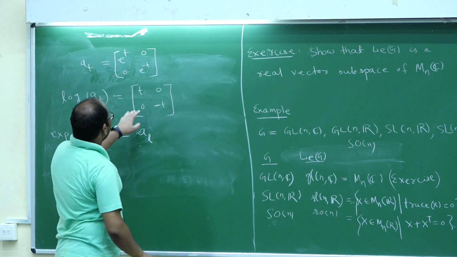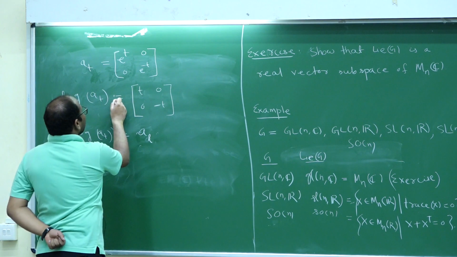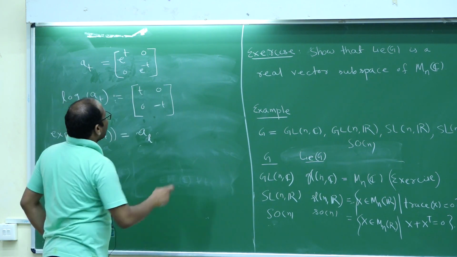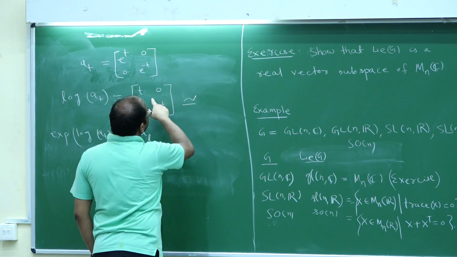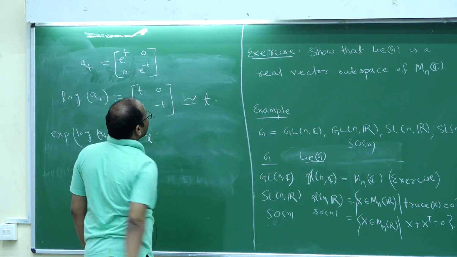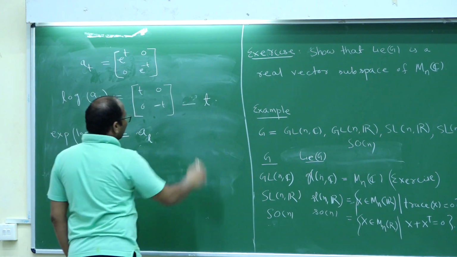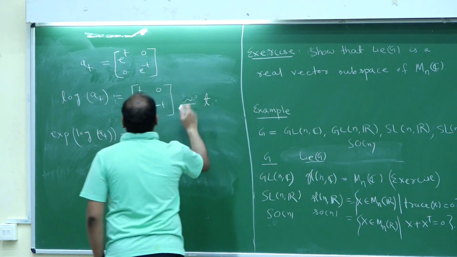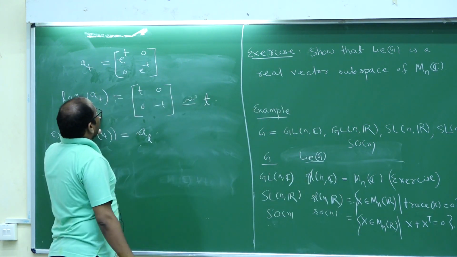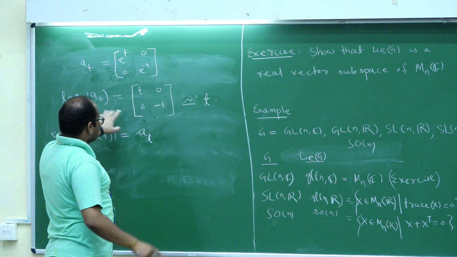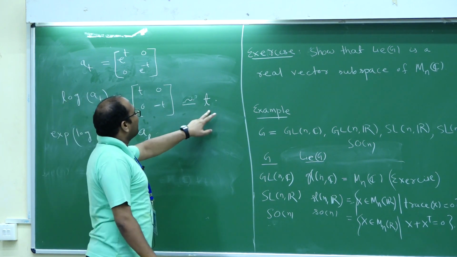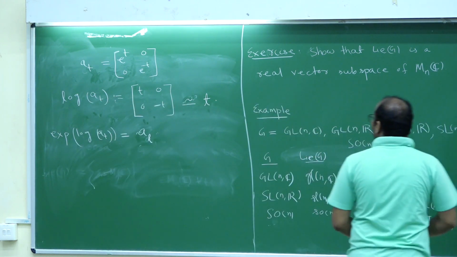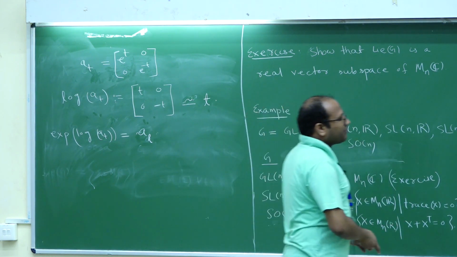Now this element log of a_t is a matrix, right? It is an element of the Lie algebra, and we will identify this element with a real number. It will be clear from the context. So what I am saying, log of a_t can be thought of as a matrix or as a real number, but that identification will be clear depending on the context.